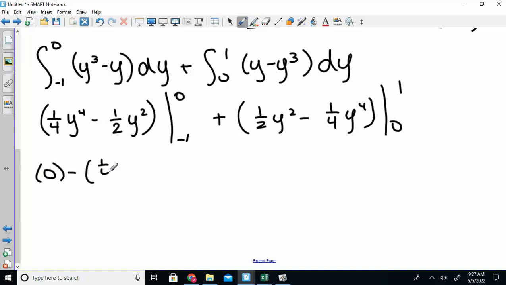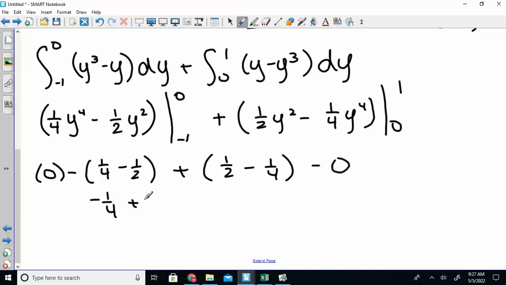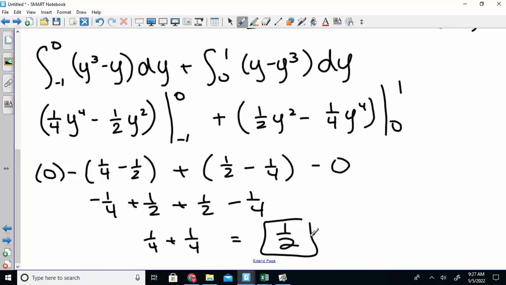If I plug in a 0, we get 0. Plug in -1, you get 1/4 minus 1/2. Plug in a 1, 1/2 minus 1/4 minus 0. So -1/4 plus 1/2 plus 1/2 minus 1/4. So we get 1/4 plus 1/4, or 1/2.